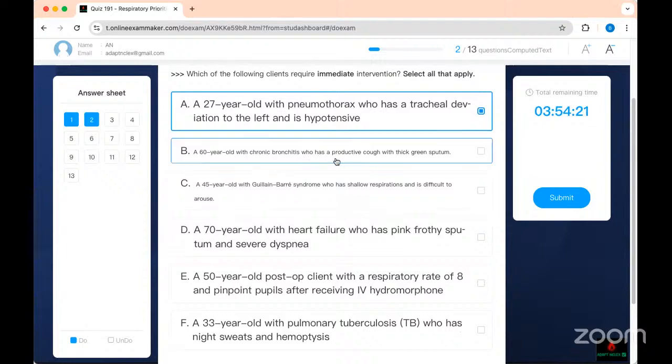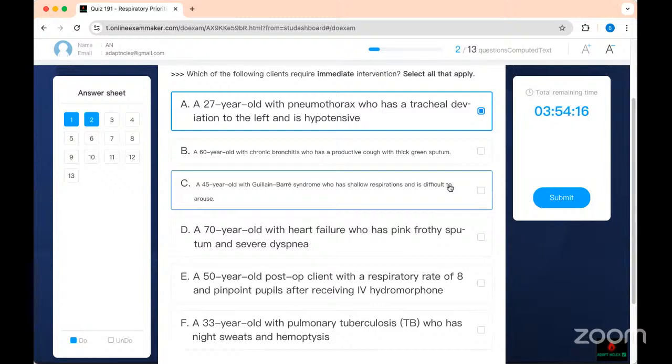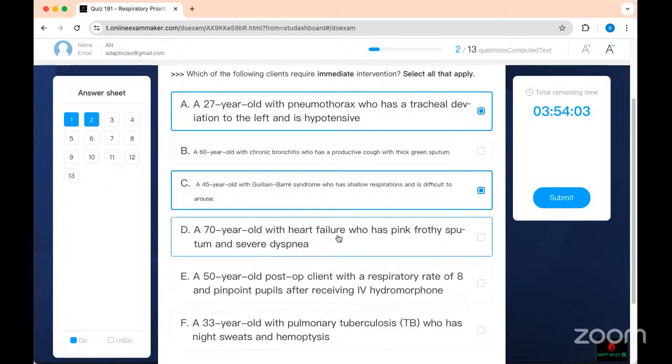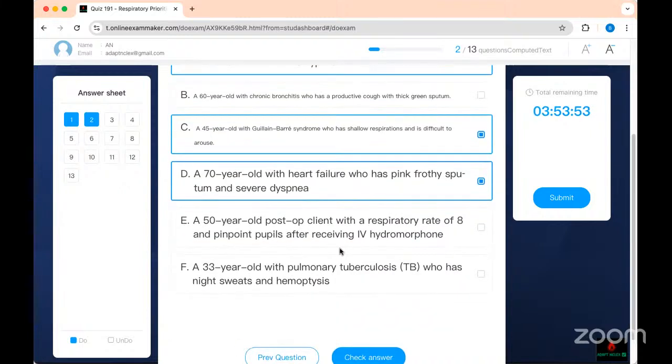A 60-year-old with chronic bronchitis has a productive cough with thick yellow secretions, which is an expected finding, right? A 45-year-old with Guillain-Barré syndrome who has shallow respirations and is difficult to arouse, this is a problem. And a 70-year-old with heart failure, pink frothy sputum is pulmonary edema. This patient is also in trouble. These are all respiratory examples of having an issue. A 50-year-old post-op with a respiratory rate of 8, pinpoint pupils after hydromorphone.